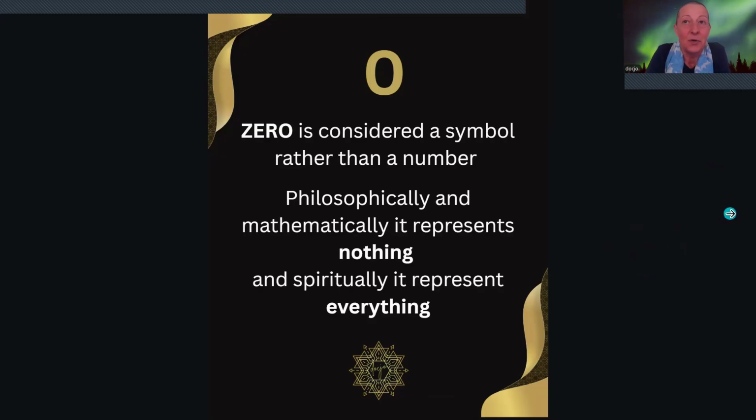When we have a 0 in our birth date, the 0 is considered a symbol rather than a number. Philosophically and mathematically, it represents nothing. And spiritually, it represents everything. So these are the two infinite ends of the finite, neither of which is really attainable.